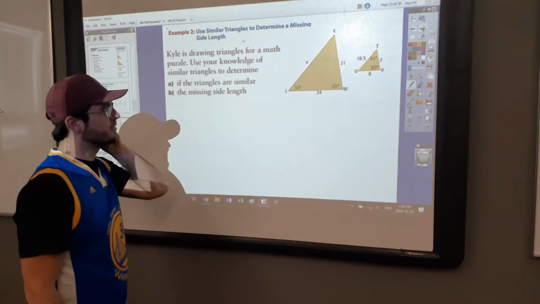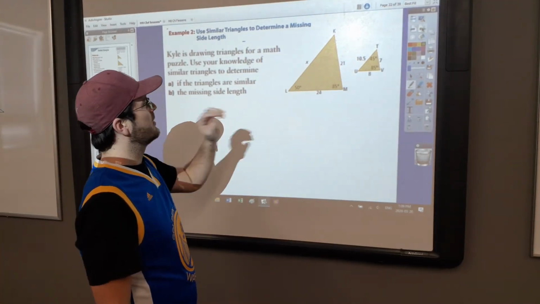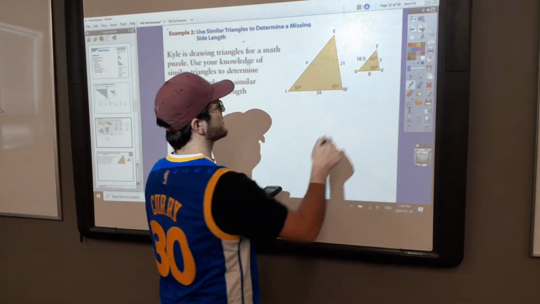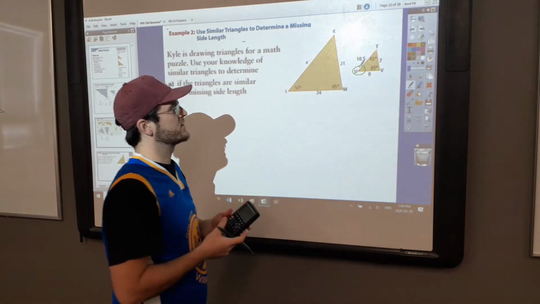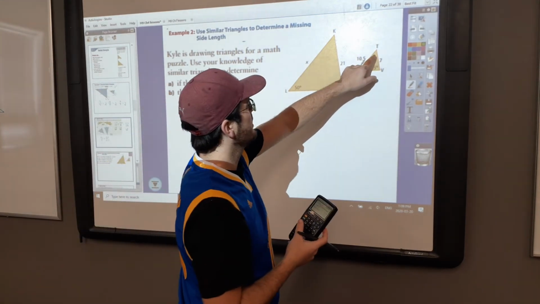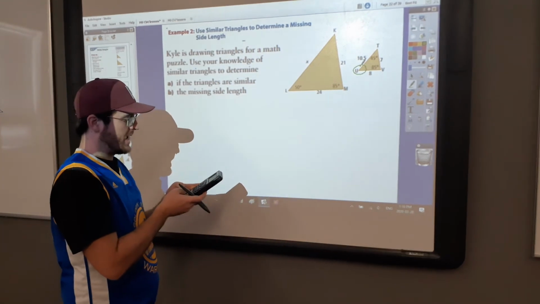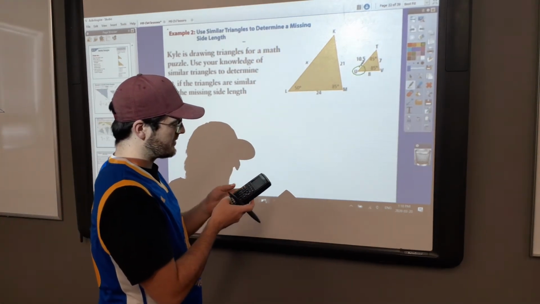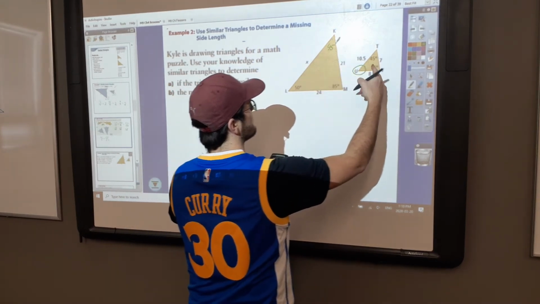So if they're similar, then the side lengths will match up. If the angles are the same, then I should have something that matches up. So here I've got an 85. If I've got 85 and 50, I can use what I know about angles in a triangle, namely that they should add up to 180. That tells me that this missing one is 45.